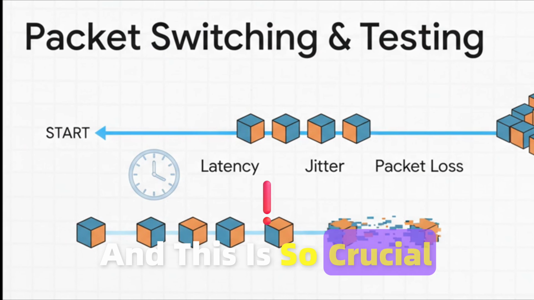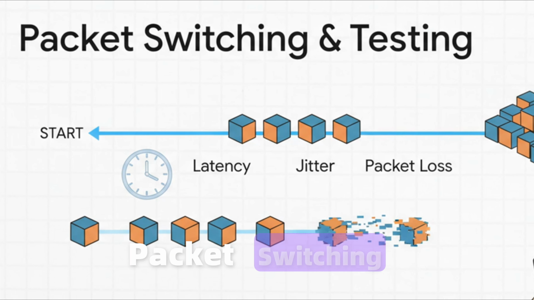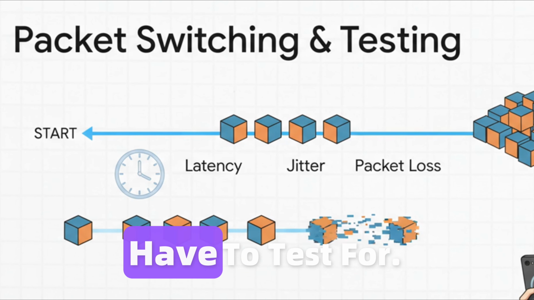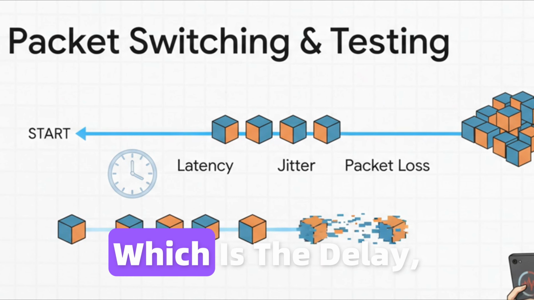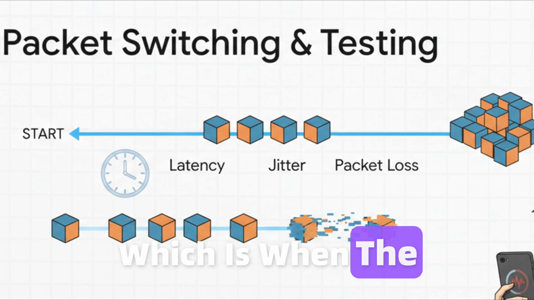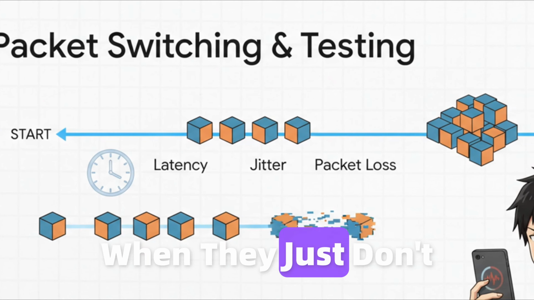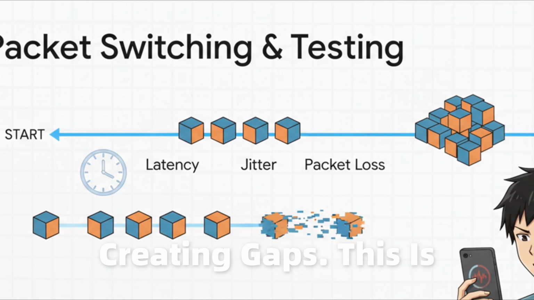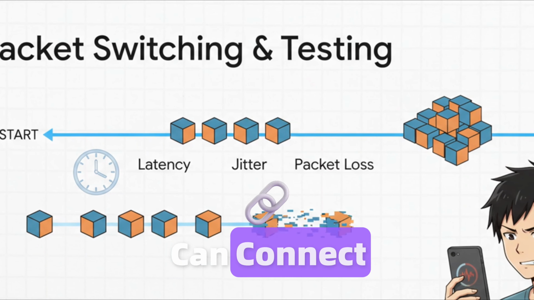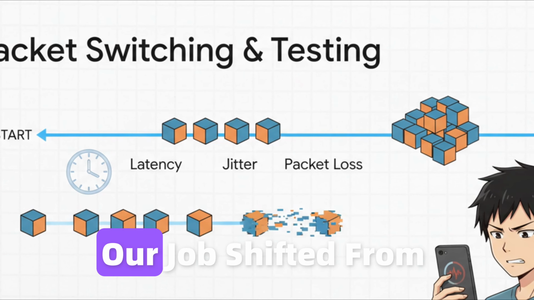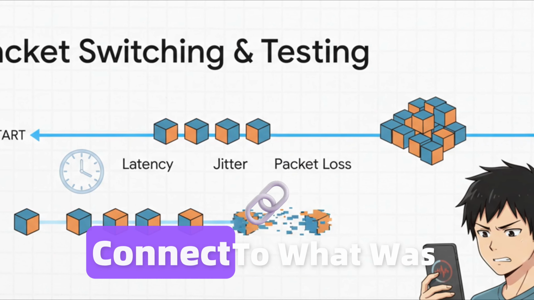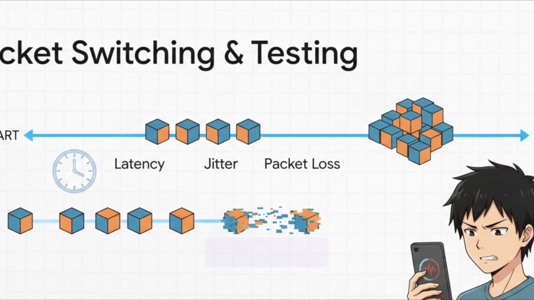And this is so crucial for us as testers. Packet switching introduces brand new problems we have to test for. You've got latency, which is the delay, jitter, which is when the packets arrive out of order, making audio sound robotic, and packet loss, when they just don't arrive at all, creating gaps. This is exactly why a call can connect but still sound terrible. Our job shifted from just testing did it connect to what was the quality of the connection.